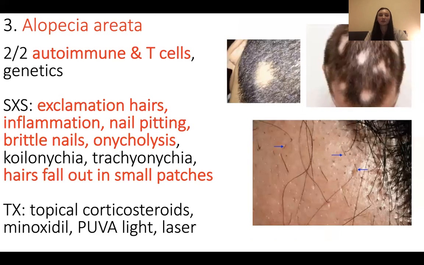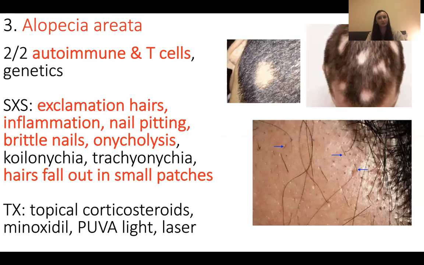Alopecia areata is going to be autoimmune and due to T cells and genetics. It's going to have these exclamation point hairs, inflammation, nail pitting, brittle nails, and the hair falls out in small patches. As you can see right here, it's kind of upside down, but we have this short little hair and then a dot, so it's almost like an upside down exclamation point. Treatments can be topical corticosteroids, minoxidil, PUVA, and laser. And I think that's probably pretty important to remember.